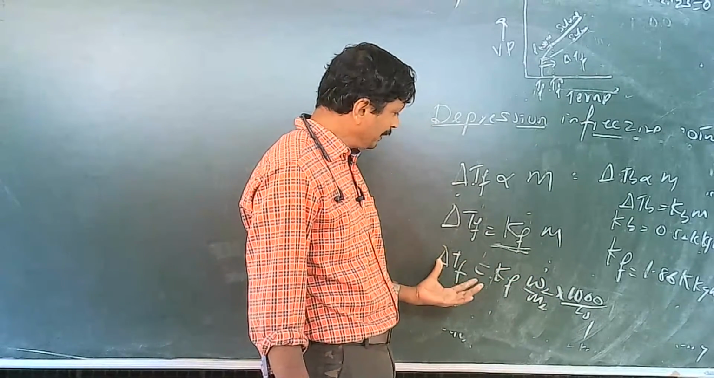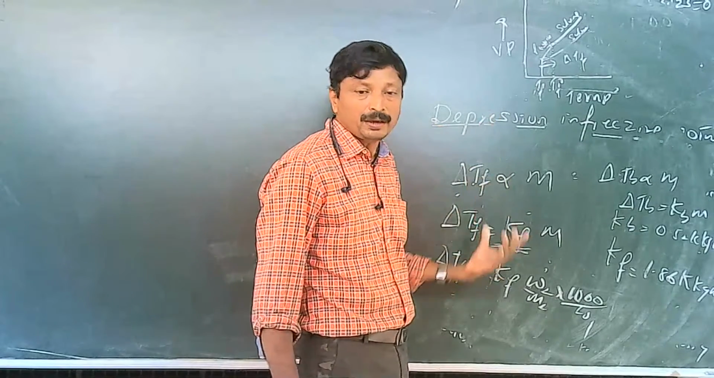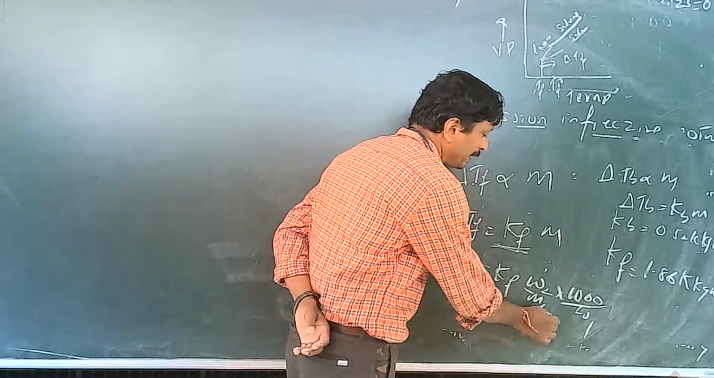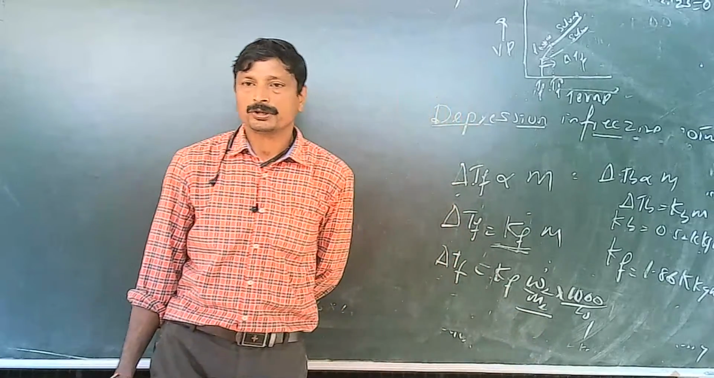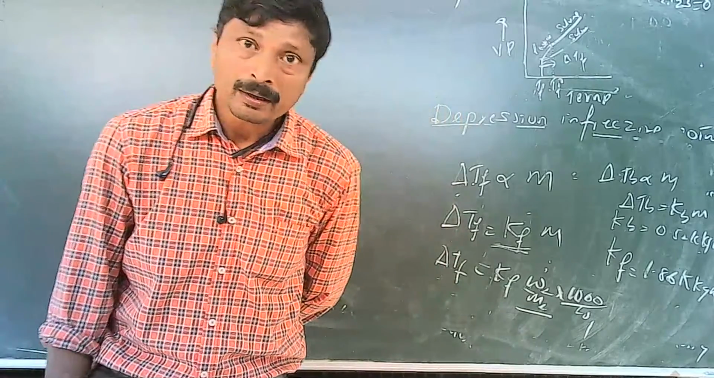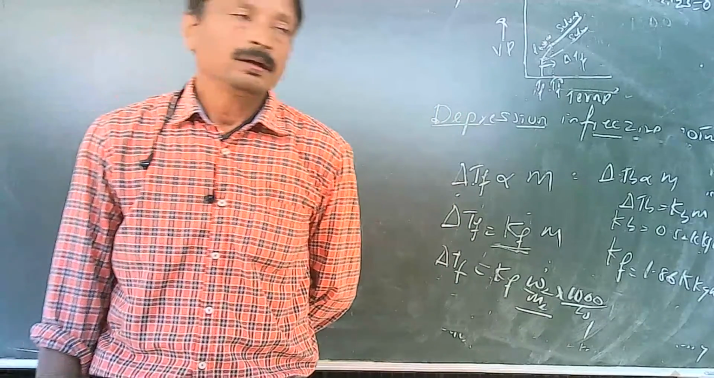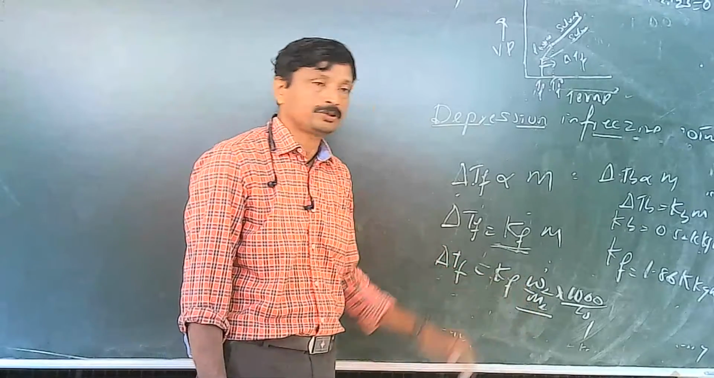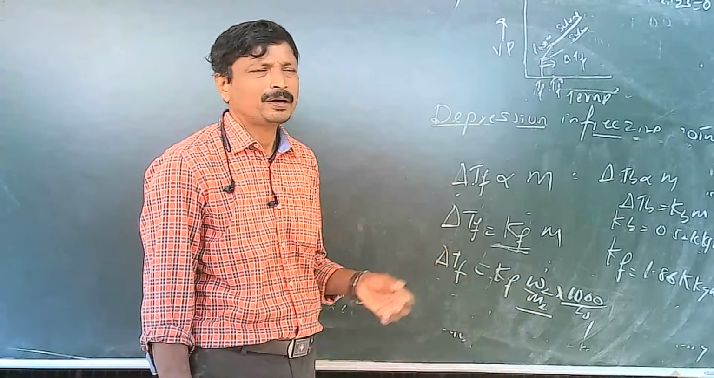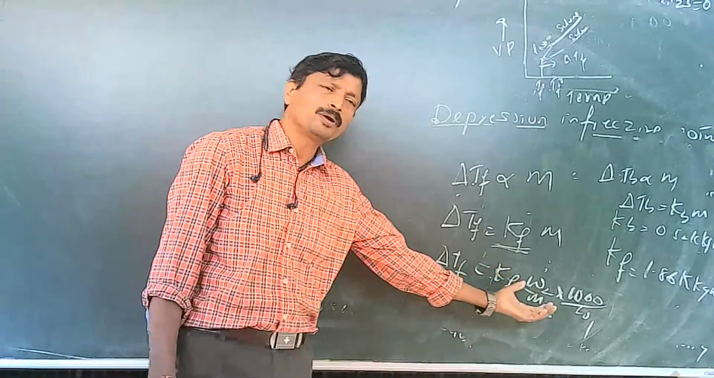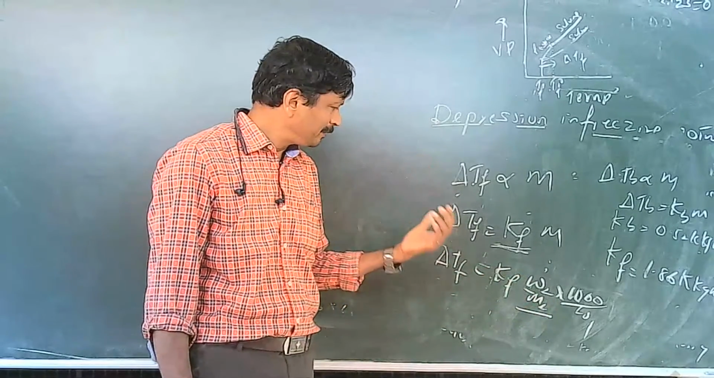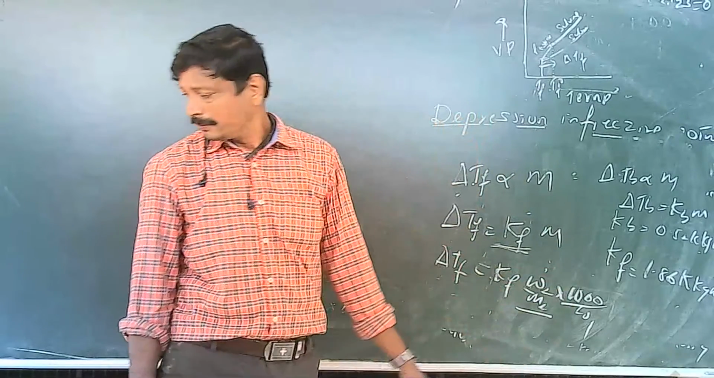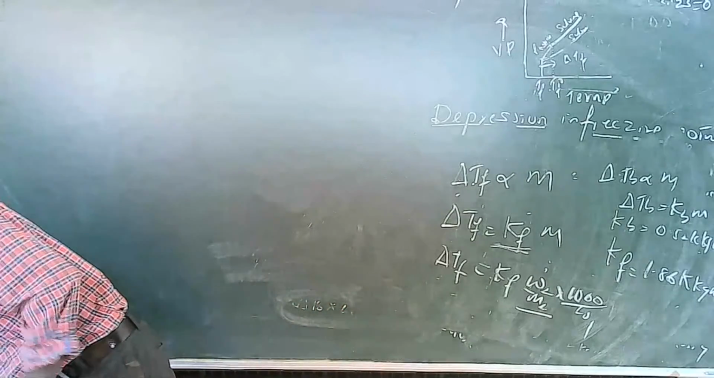Delta Tf is a colligative property. Which colligative property? Depression in the freezing point. By measuring delta Tf, you can calculate the molar mass of the solute. This is another method, the third method to determine the molar mass of the solute. What quantities are required? One is delta Tf, another is Kf, W1 and W2. Only you have to find out M2. So one more problem is there here also.